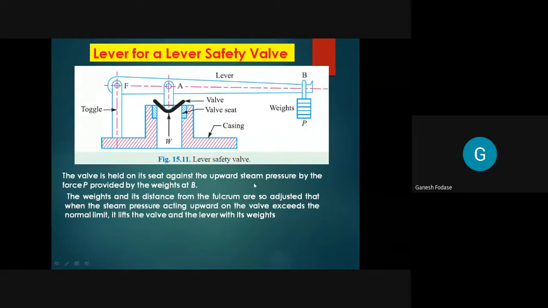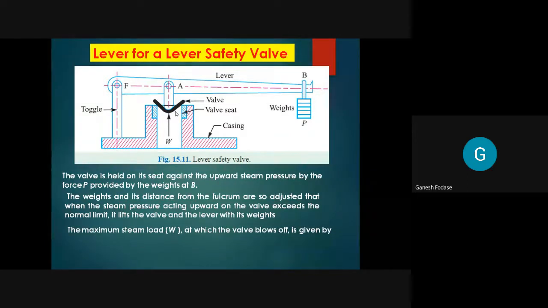Now, the upward steam pressure, let's say, is small p. The weights and distance from the fulcrum are so adjusted that when the steam pressure acting upward on the valve exceeds the normal limit, it lifts the valve and the lever with its weights. I already told you this. Whenever this pressure exceeds that normal, safe value, this valve will open. That's what its meaning is. This valve is held stationary by means of weight P. When the steam pressure exceeds this weight P, what happens? This valve will open and release the pressure. That is the simple meaning of this.